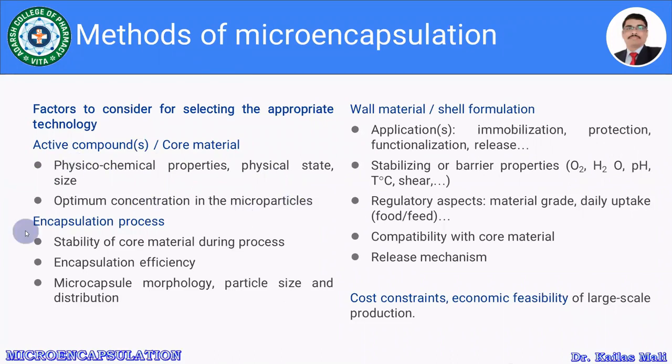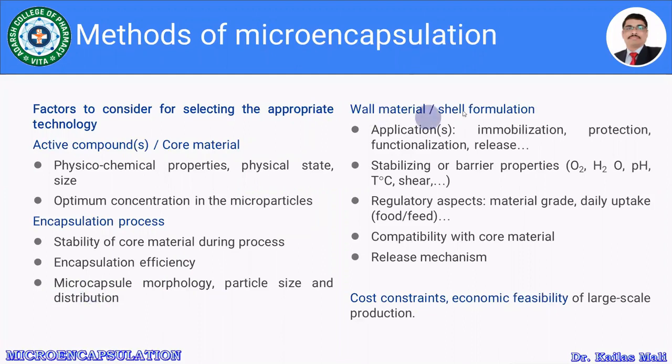In the case of the encapsulation process, we have to consider the stability of core material during the process. We have to consider the encapsulation efficiency. That is again one of the important factors. If we are getting low encapsulation efficiency, it is not possible to use the specific method for the preparation of the microparticles or the microcapsules. Then the microcapsule morphology, particle size, and its distribution. That is one of the parameters that need to be considered.